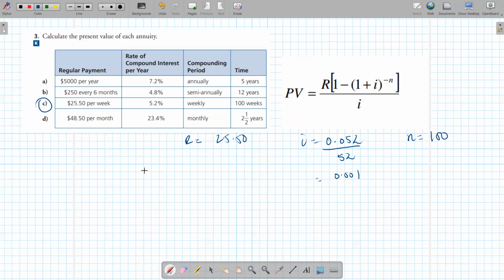Now let's plug this into the formula. And again, this is mostly just calculator plug and play, but it is a little bit tricky. So 1 plus I, 1 plus 0.001 is just 1.001 to the power of negative 100 all over 0.001, like that. Are you able to plug this in a calculator? Why don't we just plug this bracket in?